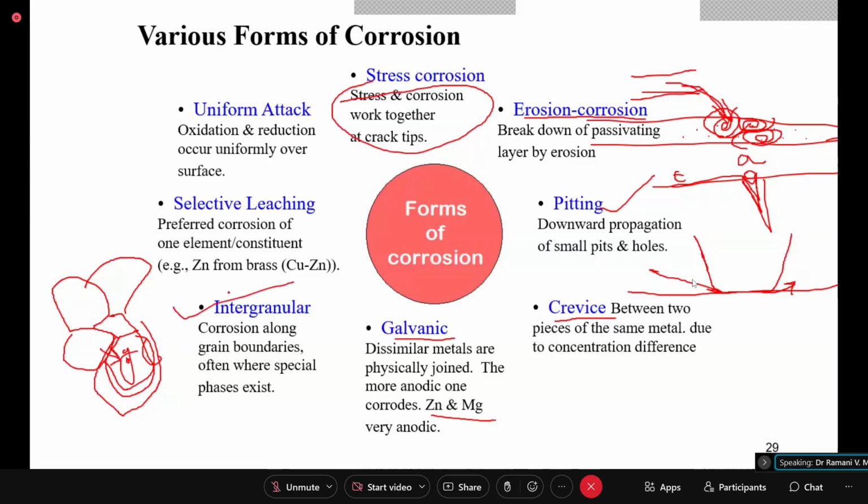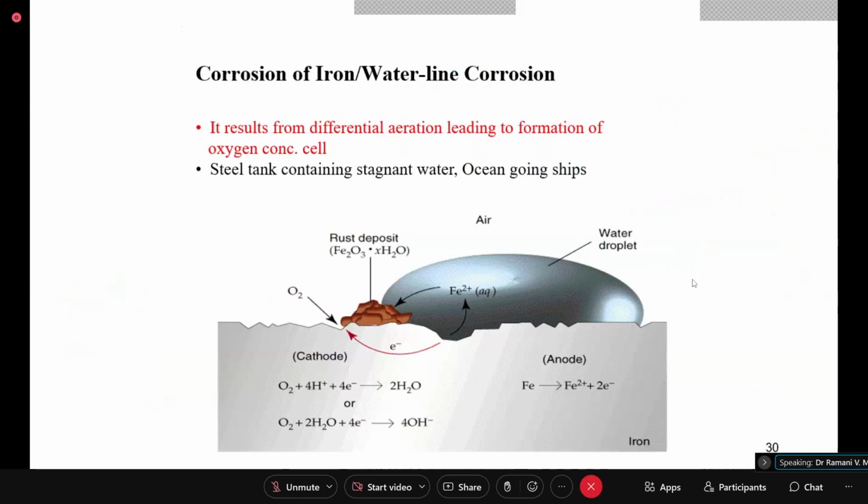So that is intergranular. Then selective leaching: there can be selective leaching, which is preferred corrosion of one element or constituent. And uniform attack theory will be a small cathode and a large anode, so uniformly they are undergoing corrosion. Okay, corrosion of iron, waterline corrosion. I think I have told you this: O2 plus 4H+ plus 4 electrons giving you 2H2O and so on. So this is the cathode reaction and this is the anode reaction.